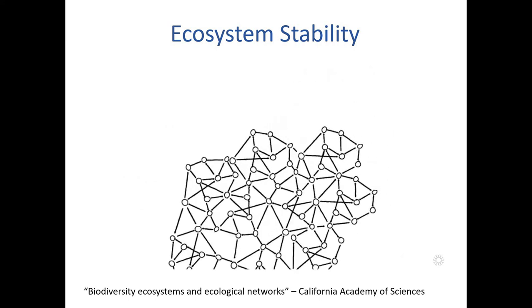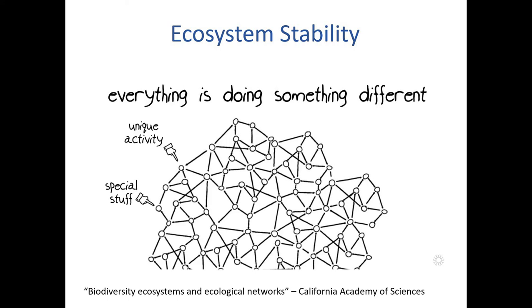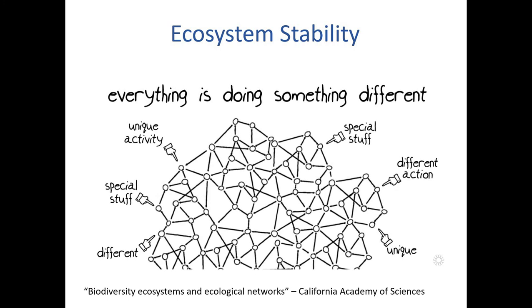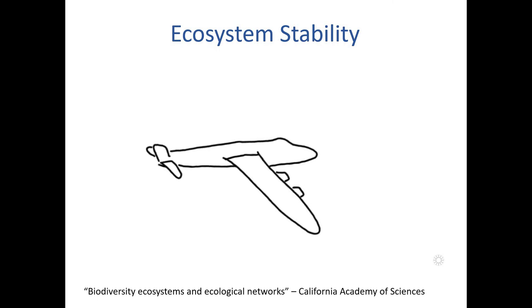The other thing about this is that all of these things are doing something different. They're all doing different things in the ecosystem. So if you imagine one of my favorite things, I love planes. Here's a complicated plane with 4 engines, lots of moving parts, piston engines roaring away.